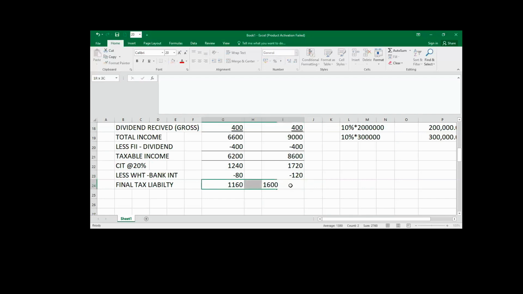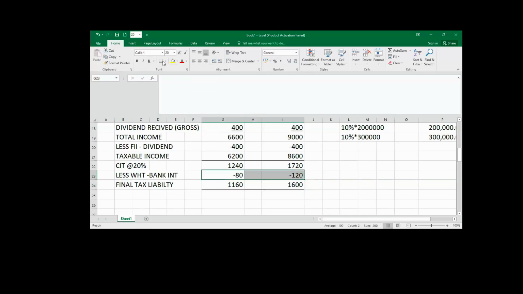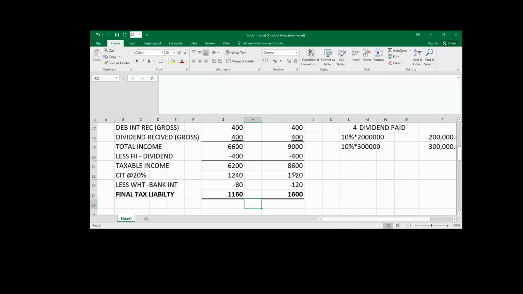So what that means is that by the time this company now wants to pay their tax liability, instead of paying 1,240,000, they are going to pay 1,160,000. Because what? Because they have already paid 80,000 in advance. In the 2022 year, instead of paying 1,720,000, they are going to pay 1.6 million because they have already paid 120,000 in advance.